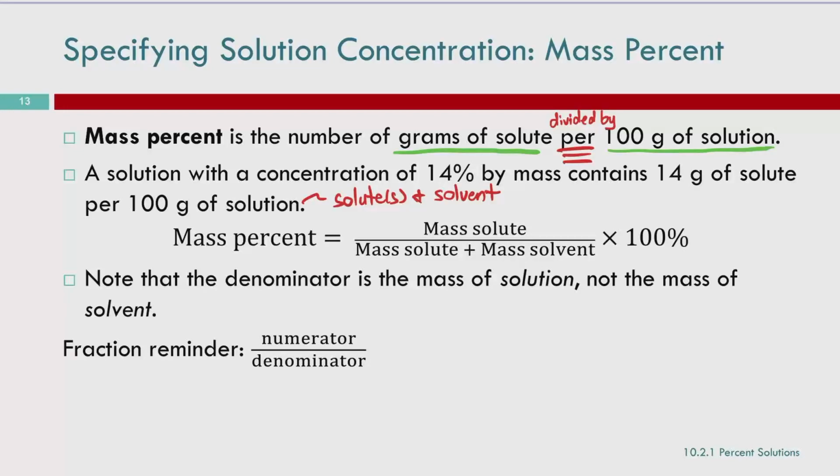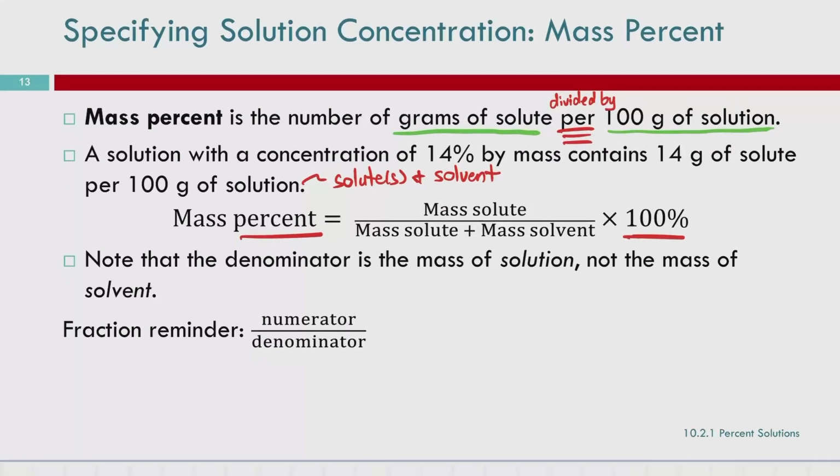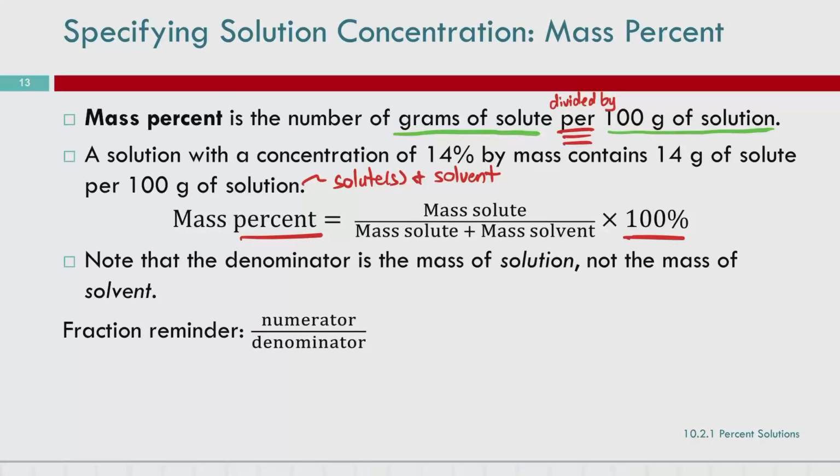So our formula for mass percent is given here. Mass percent equals the mass of the solute divided by the mass of the solute plus the mass of the solvent. That's the mass of the solution. And then because it's a percent, we multiply by 100%. Questions about this formula? Generally, we're not going to need to separate out mass solute plus mass solvent. Sometimes it'll be helpful to have those separated.